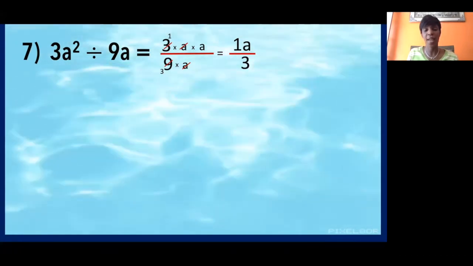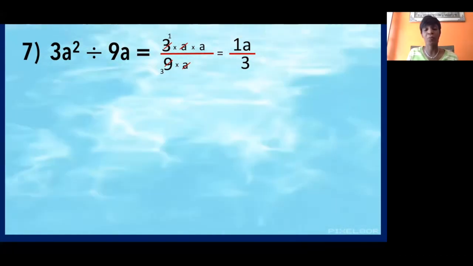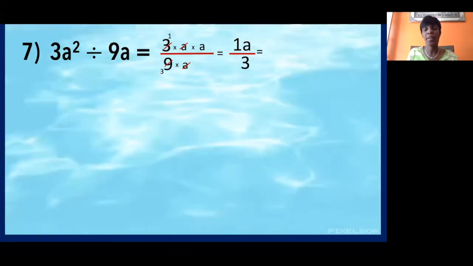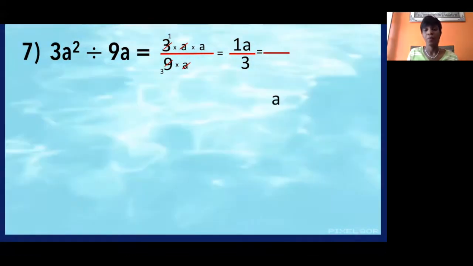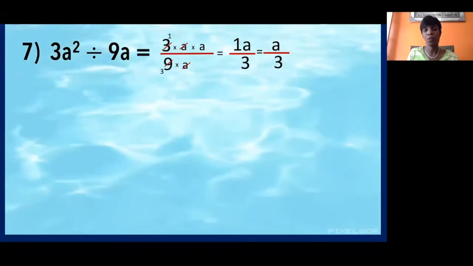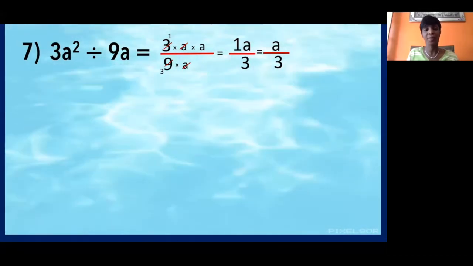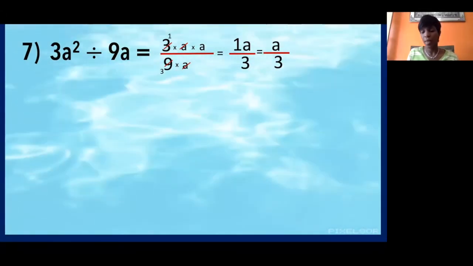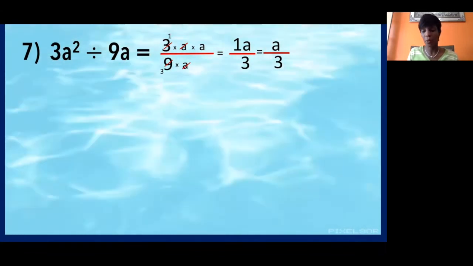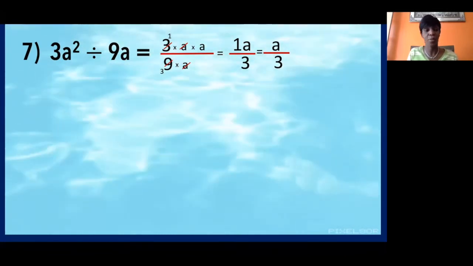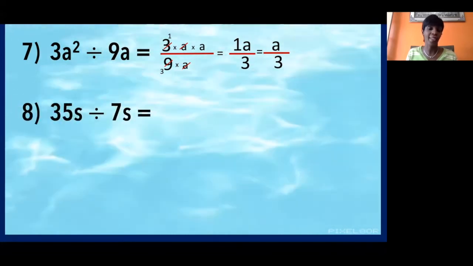And how do I rewrite that? How do I write 1a? 1a is the same as saying a, and we keep our 3 at the bottom: a over 3. How did we do on that one? I hope everyone is catching on and doing a good job. Very good. If you got it right, excellent. Keep it going. Let's look at number 8.